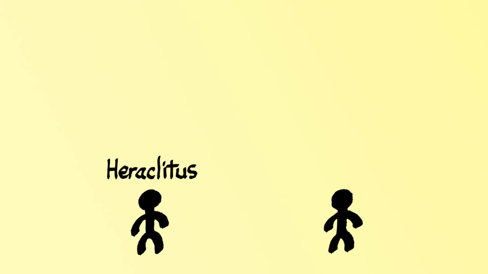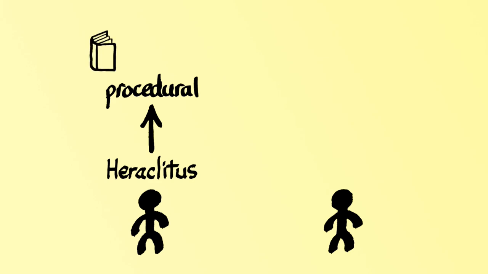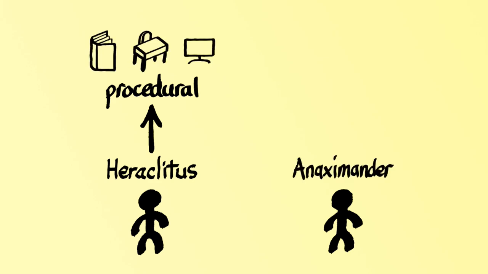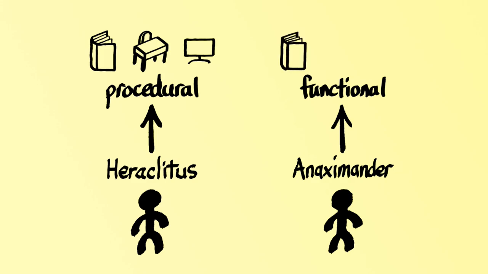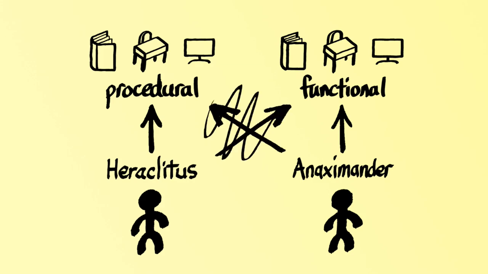There's a bunch of stuff that we need solved with procedural programming. Here's a pile of books that will make you a procedural programmer. Read the stuff, make the stuff, bring us results. Anaximander guy, abstractions can subvert time and change needing to exist. There's a bunch of stuff that we need solved with functional programming. Here's a pile of books that will make you a functional programmer. Read the stuff, make the stuff, bring us results. And definitely not the other way around.